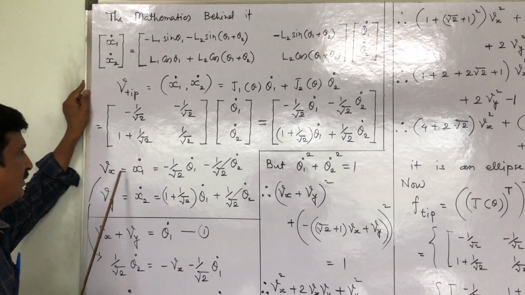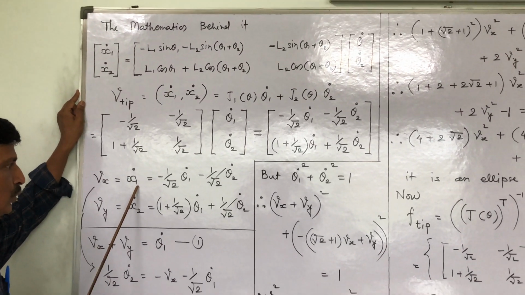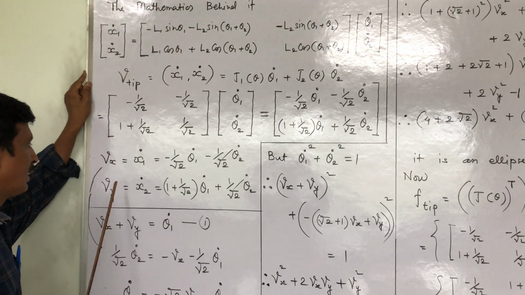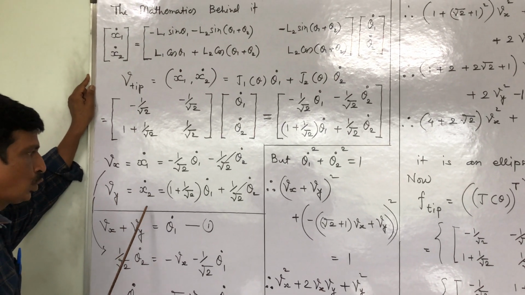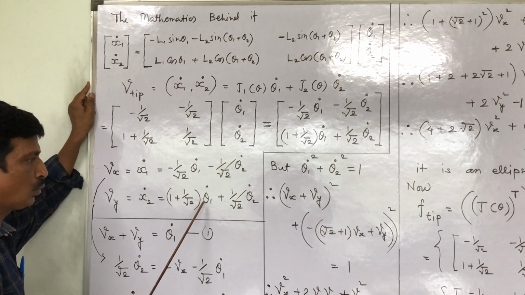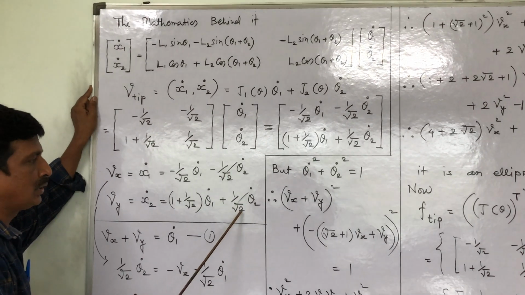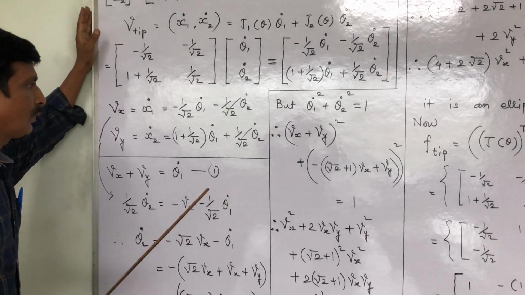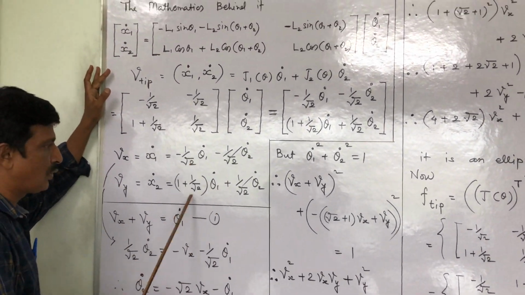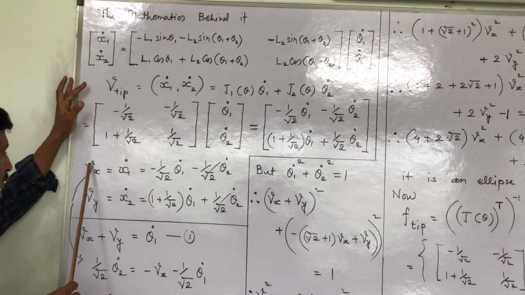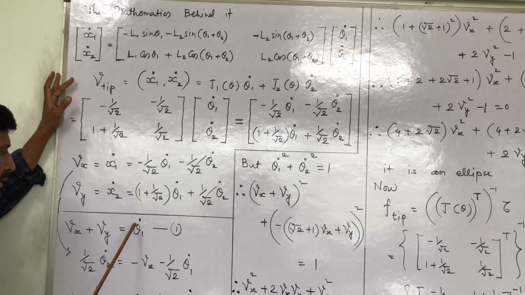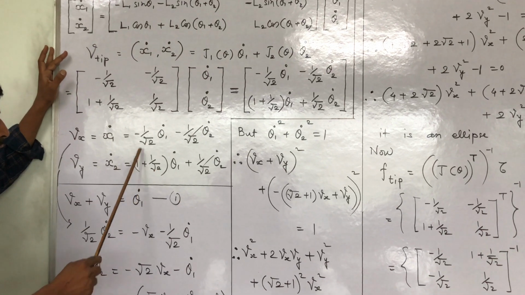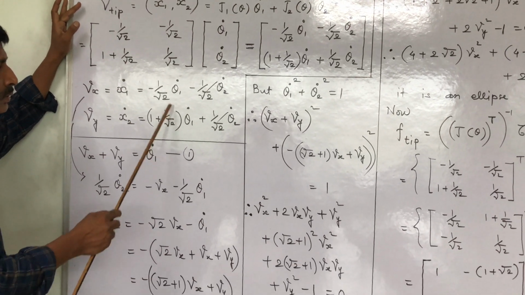So Vx, which is denoted as x1 dot, is minus 1 by root 2 theta 1 dot minus 1 by root 2 theta 2 dot. And Vy, which is denoted as x2 dot, is 1 plus 1 by root 2 theta 1 dot plus 1 by root 2 theta 2 dot. Now we are eliminating theta 1 dot and theta 2 dot. So adding these two equations, this term cuts out. After this term cuts out, Vx plus Vy is just theta 1 dot.